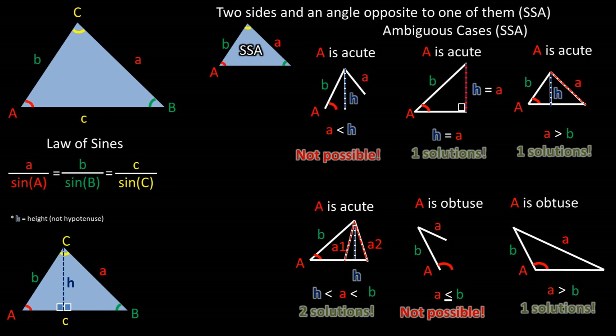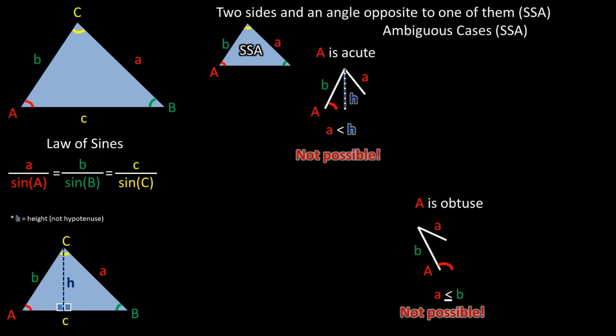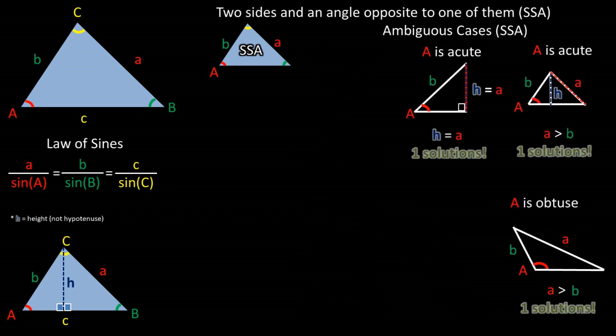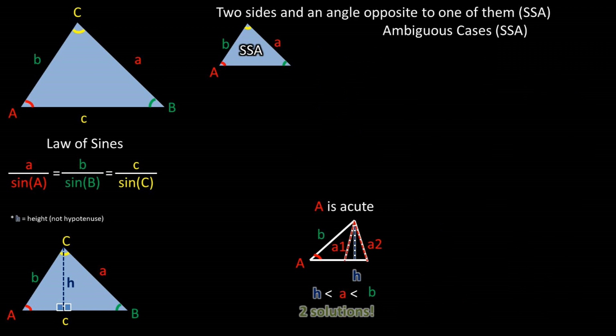This is a triangle where you are given an angle, the side length of that angle, and another side length of that triangle. There are a few different cases for these side-side angle triangles. It can have no possible solutions, one possible solution, or two possible solutions.